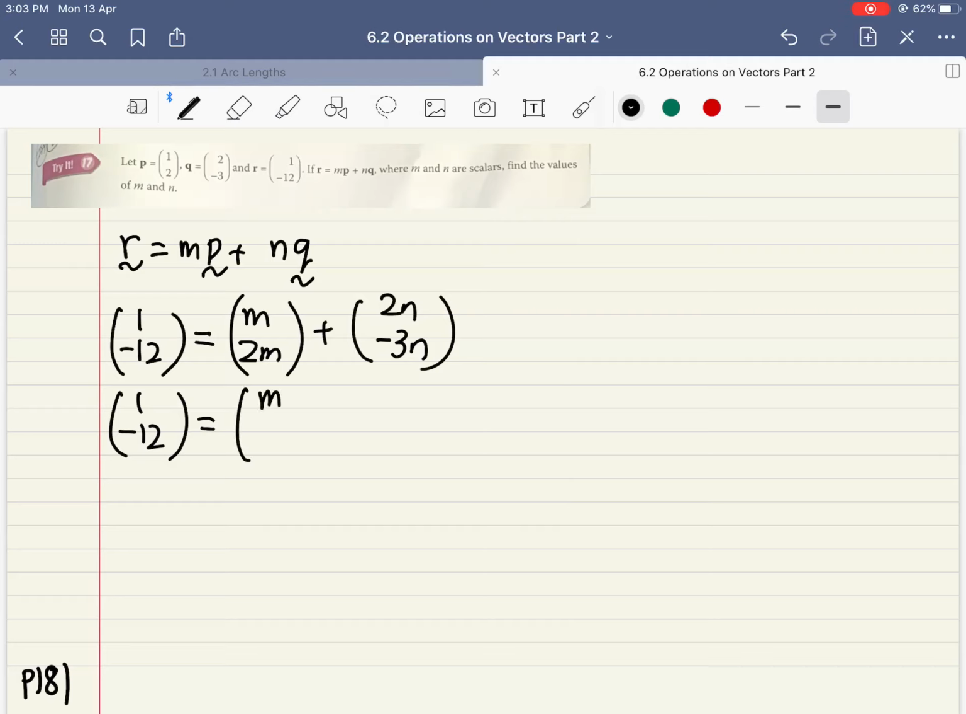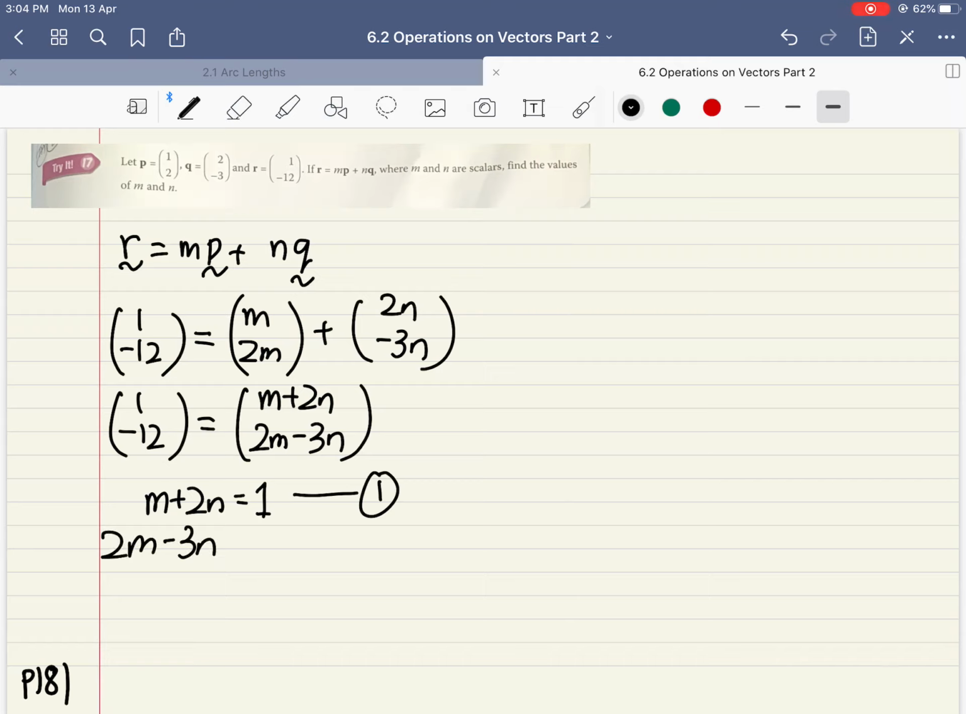Then if I simplify further on the right hand side, I get (1, -12) is equal to (M plus 2N, 2M minus 3N). So if you notice here, what I'll have is actually a pair of simultaneous equations. So I can say that M plus 2N is equal to 1. That is equation 1. And I also know that 2M minus 3N is equal to -12. That is equation 2. I'll just very quickly solve this, as this is not the emphasis for the lesson.